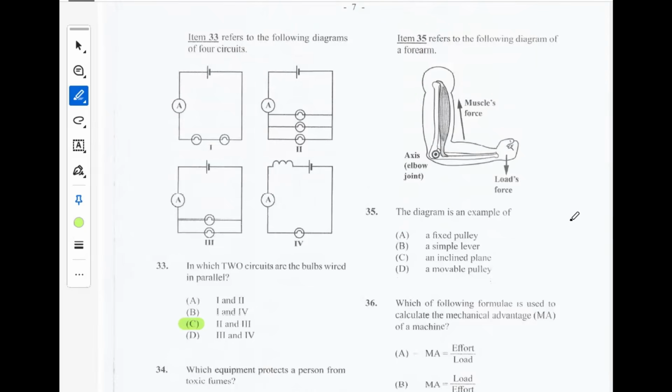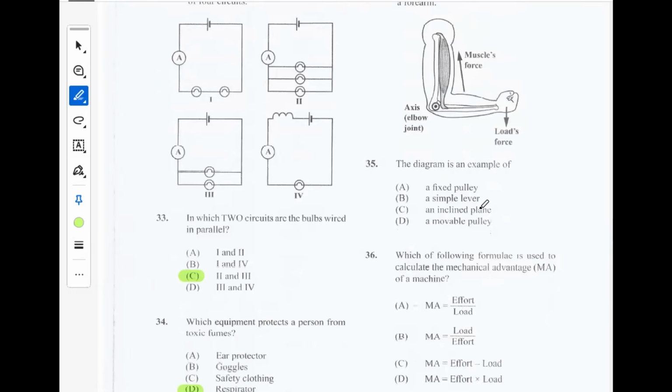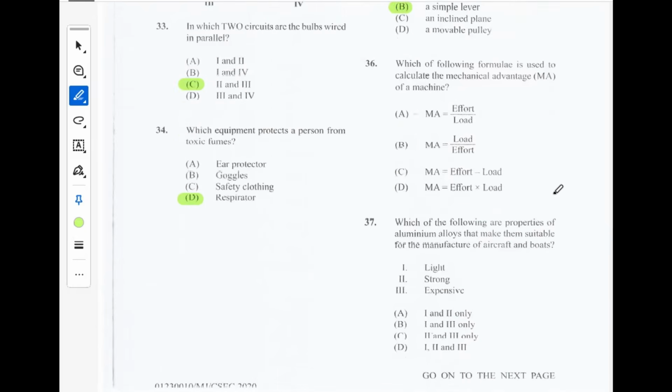Item 35 refers to the following diagram of a forearm. The diagram is an example of a simple lever. Question 36. Which of the following formulae are used to calculate the mechanical advantage of a machine? And this again is one of the formulas you just need to know by heart. Just learn it. You could always manipulate it, but just know it by heart. The answer is load over effort.